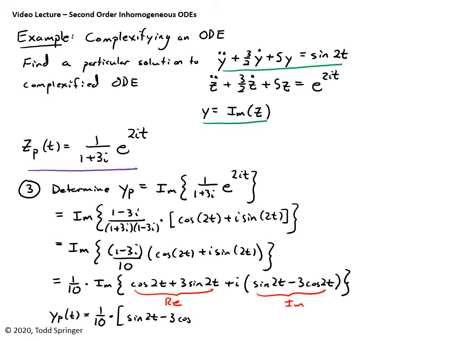So that's pretty slick. That's a tricky way of getting this particular solution by finding a particular solution to a complexified ODE and then taking the imaginary part. And we're going to use this trick when we go back to physics in the next lecture. This technique of complexification can be kind of tricky the first time you see it, so here's some extra practice.